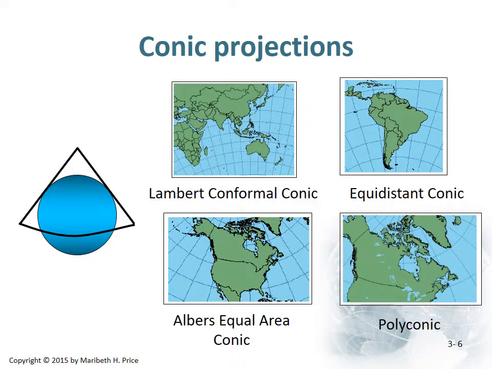Some of them don't. Some of the map projections are just a simple name and that's it, and you have no idea what it does unless you look up its properties. Polyconic, that poly means multiple.